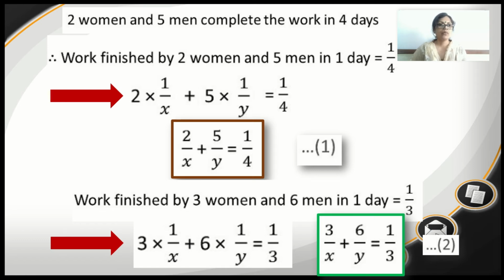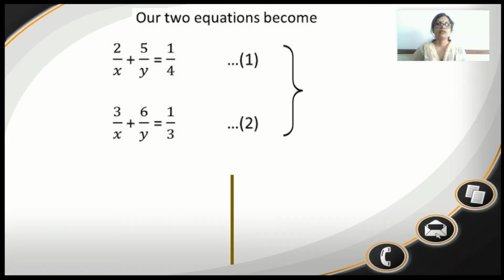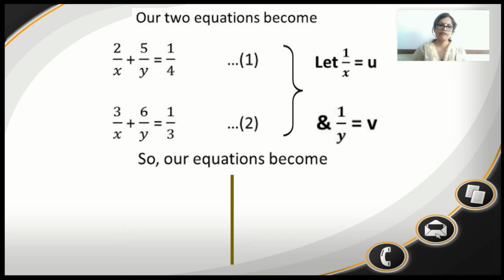So we got two equations in this manner, but still these two equations are not in standard form of linear equations in two variables. So we have to reduce it to that form and solve. For that, we will substitute 1 upon x as u and 1 upon y as v. So our equation 1 will be 2u plus 5v is equal to 1 upon 4.